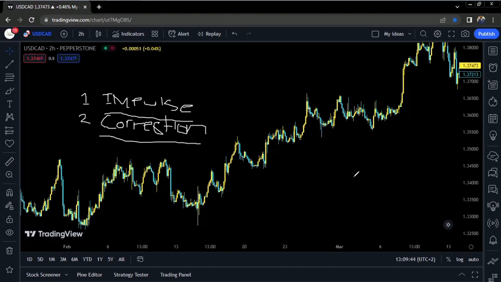And if you understand where you are, either in phase one, which is an impulse, then you know phase two will follow, which is a correction. And if you are at any point in phase two, then you know what follows will be phase one, which is an impulse. So these two follow each other like day and night.